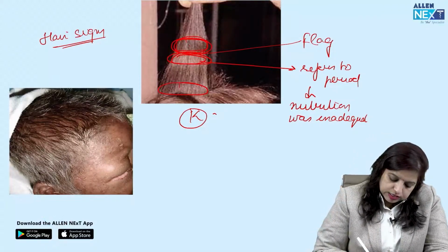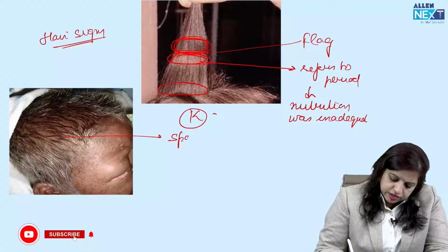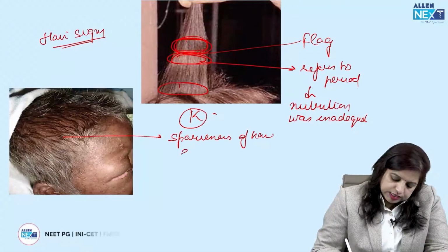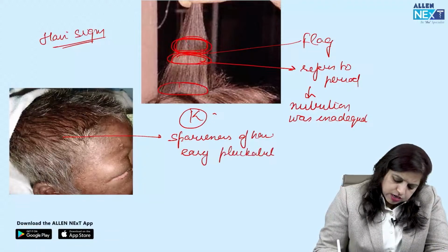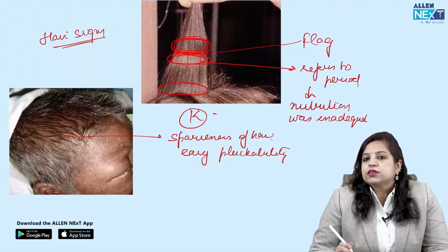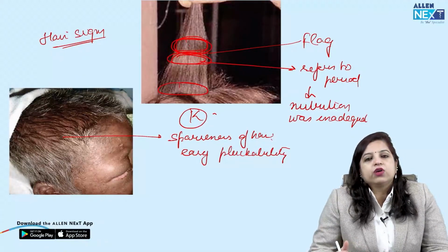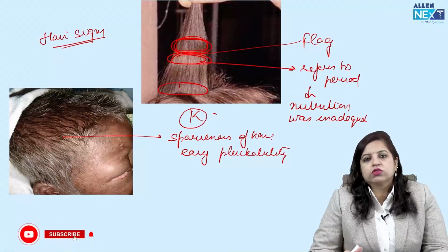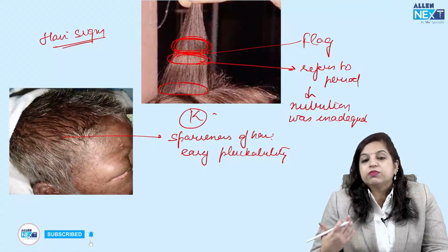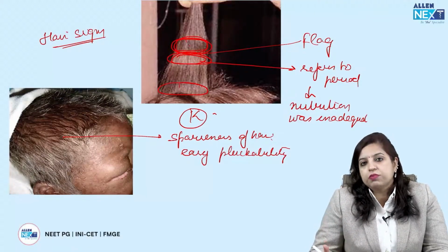And then you can see this is a sparseness of hair. Can you see that? The scalp is visible, and this shows easy pluckability of the hair. That is why the hair is so sparse. Again, this is a feature of kwashiorkor. Why am I telling you all this? All of it comes in your MCQs. Rather than you getting the MCQs wrong, let me drill this inside you so that you remember all this, right?